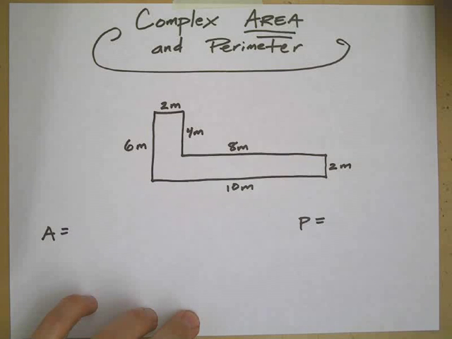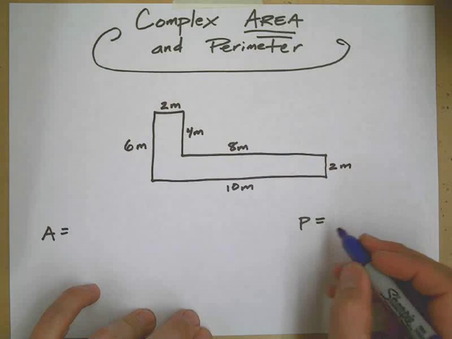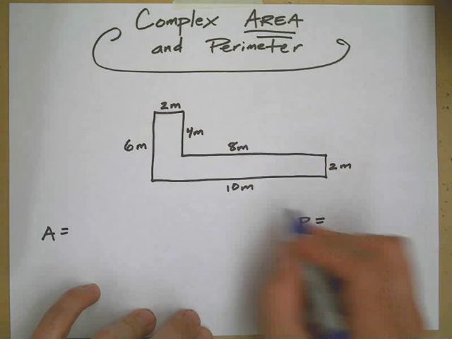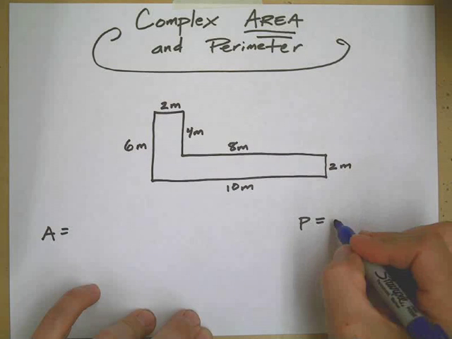Now to solve a perimeter problem for this complex shape, we don't need to do anything different than we did on the simple problems. Perimeter is just the distance around, and we need to add all the different units and lengths of each side together, and we'll be able to find our perimeter.